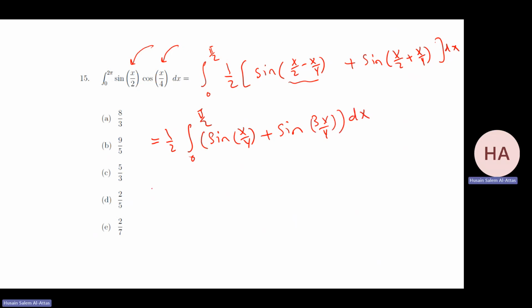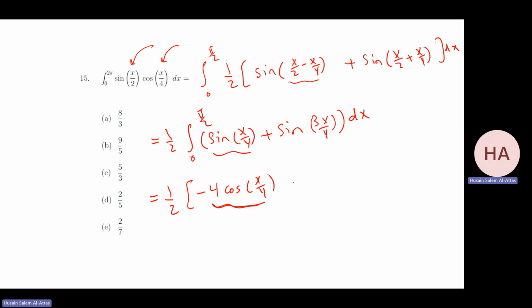Now I do this integration: sine x over 4 dx. What's the integral? That will be 4 minus 4 cosine x over 4. You can check it: do the derivative of this. I have minus sine times 1 over 4. That will kill it, so I have back sine x over 4.